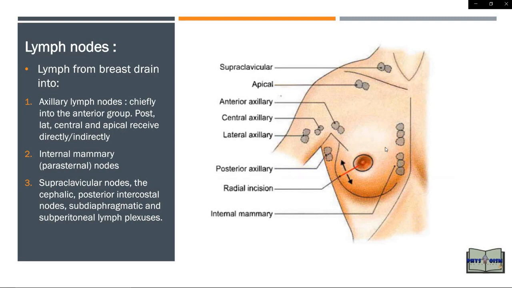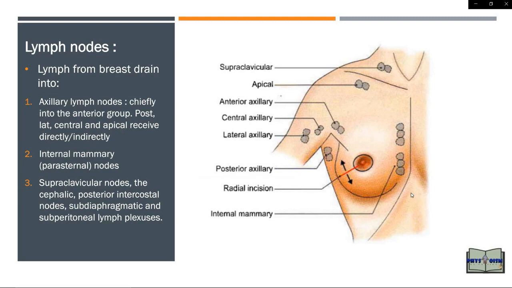Firstly, in the axillary part, most of the lymph is drained into the anterior group of axillary lymph nodes. We also have posterior, lateral, central and apical lymph nodes. But most of the lymph is drained into the anterior group directly. The other groups, posterior, lateral, central and apical, receive the lymph either directly or indirectly. Next, coming to the internal mammary nodes.